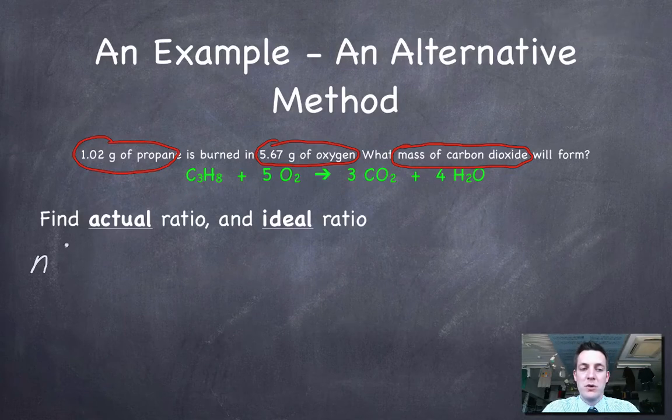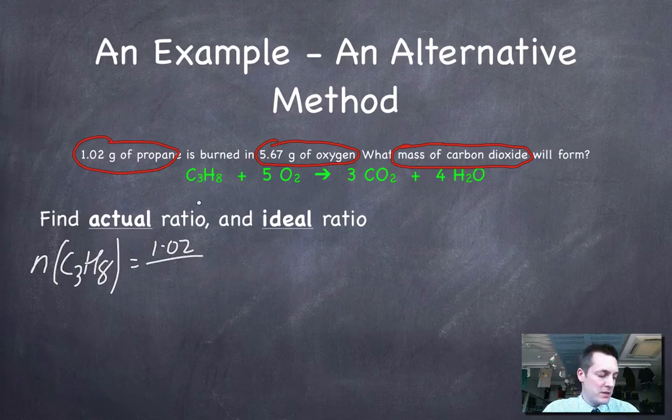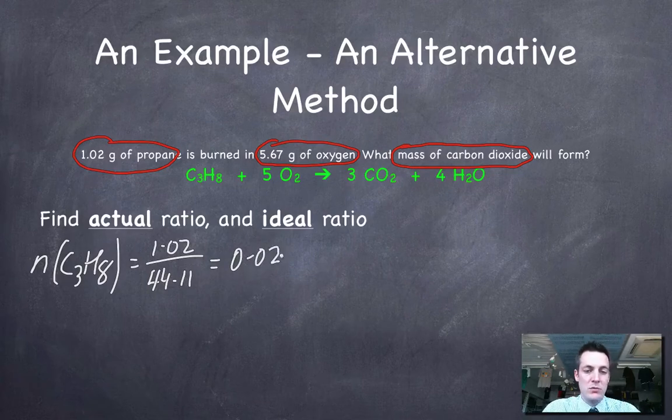So the number of moles of propane, number of moles of C3H8, is equal to 1.02 divided by the molar mass of propane, which is actually 44.11. So that would be 3 carbons and 8 hydrogen. And if I do that on my calculator, then that's 0.0231.